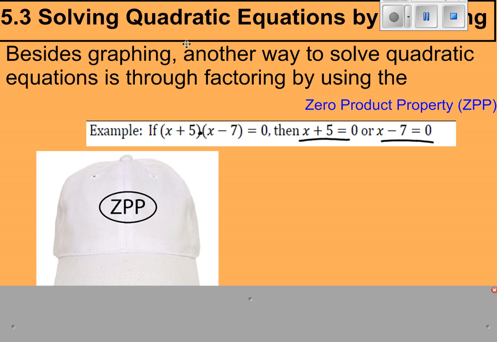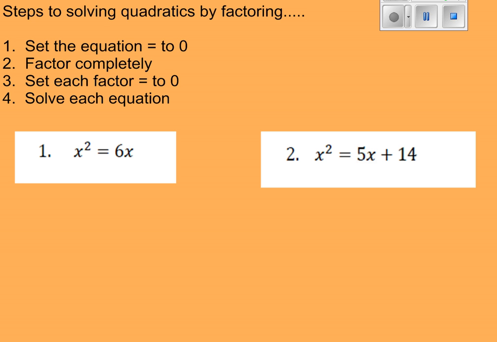So what you are looking for is to take each piece, set it equal to 0, and solve it. So if I'm trying to solve the equation, set it to 0, factor completely, set each factor equal to 0, and solve each equation. So first rule of factoring, factor out what's in common. First rule of factoring, factor out what's in common.